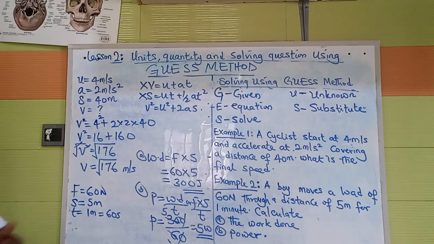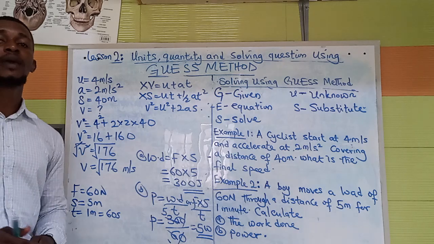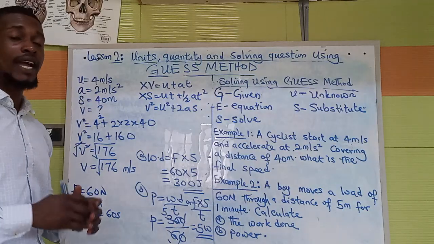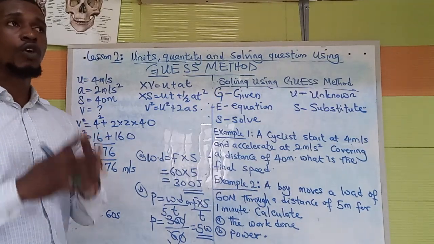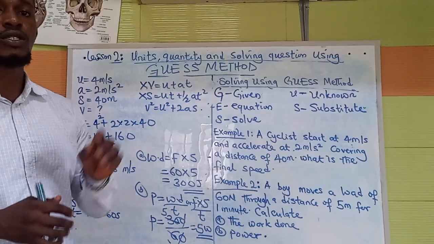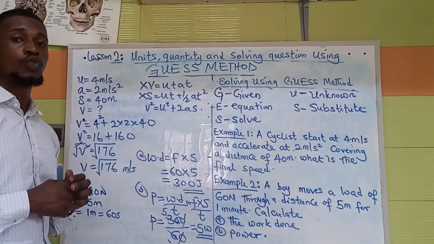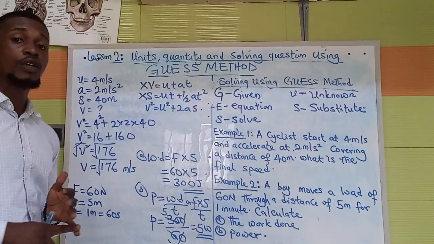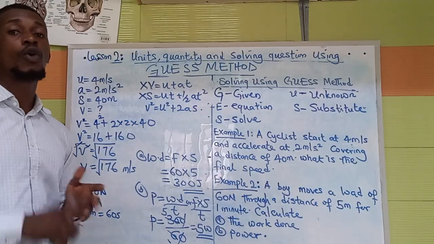Okay, so you can see that is how we solve any physics question using the GUESS method. So like I said in summary, for you to solve any physics question, there are three important things which you must know: what you're looking for, the units, and the correct formula to use.